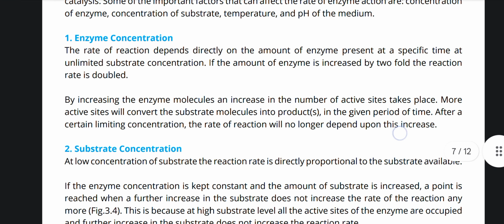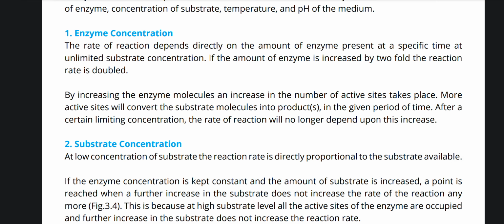Number 1. Enzyme concentration. The rate of reaction depends directly on the amount of enzyme present at a specific time at unlimited substrate concentration. If the amount of enzyme is increased by twofold, the reaction rate is doubled. By increasing the enzyme molecules, an increase in the number of active sites takes place. More active sites will convert the substrate molecules into products in the given period of time. After a certain limit in concentration, the rate of reaction will no longer depend upon the increase.